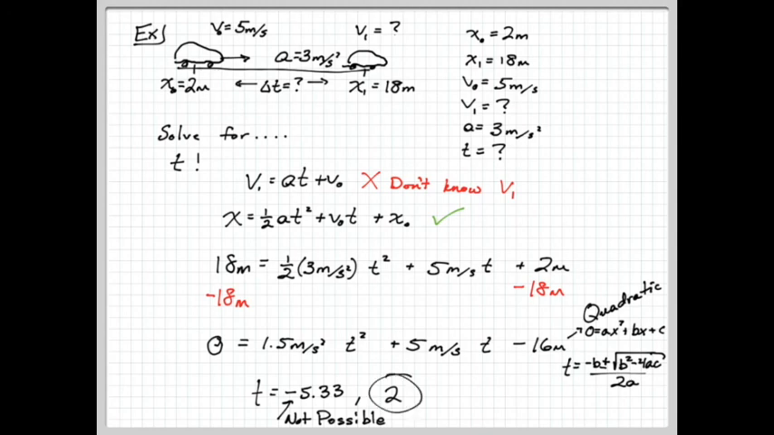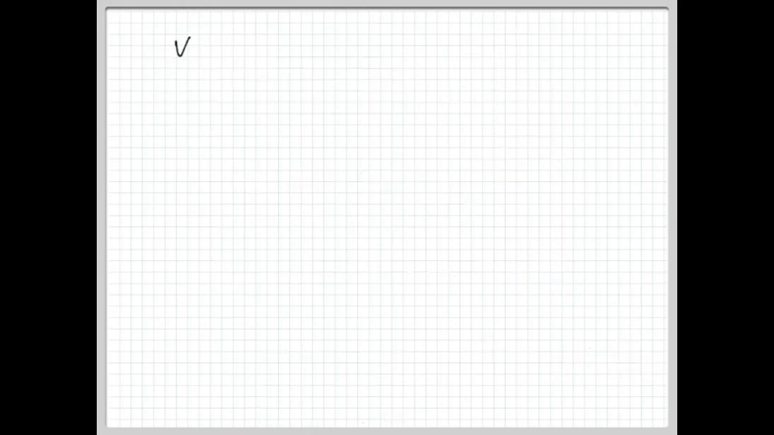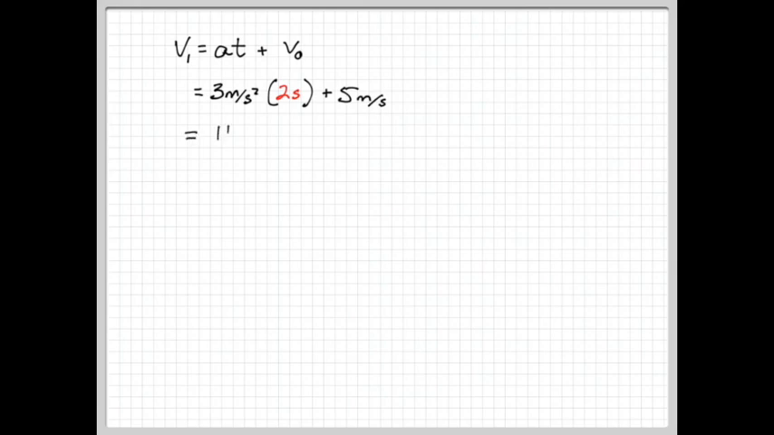So we can go back to our list of variables and add the 2 seconds in for time. Now the last thing we want to solve for is the final speed, v1. So let's go back to the equation we originally started with, because now we have everything we need to get v1. A is 3 meters per second squared. T is 2 seconds. And the initial velocity was 5 meters per second. So when we crunch this whole thing out, we get a total of 11 meters per second.